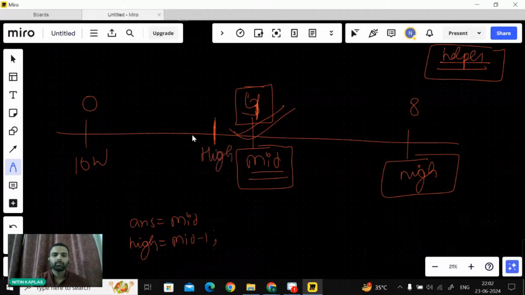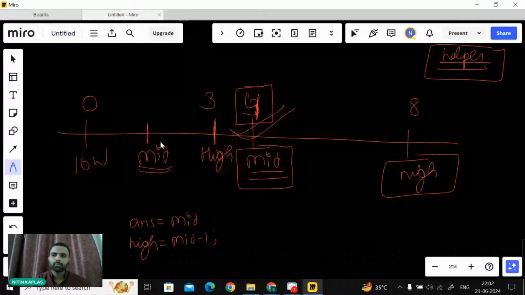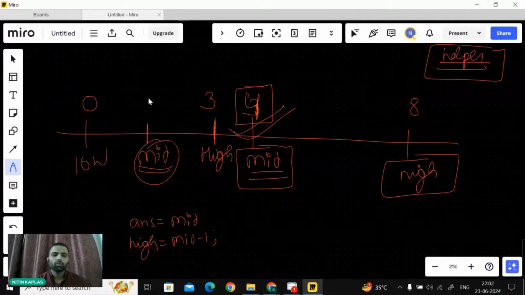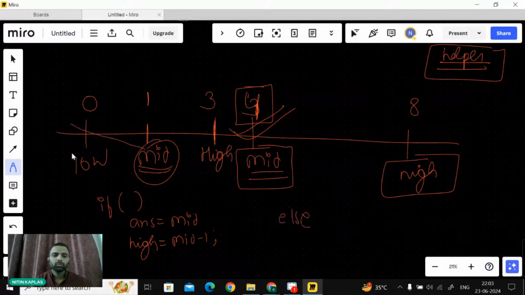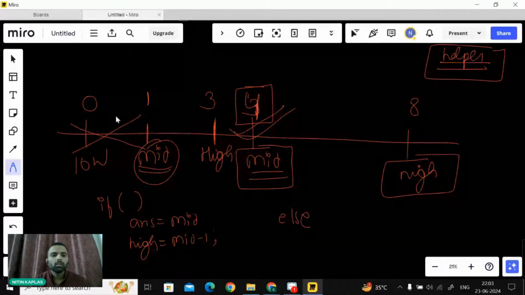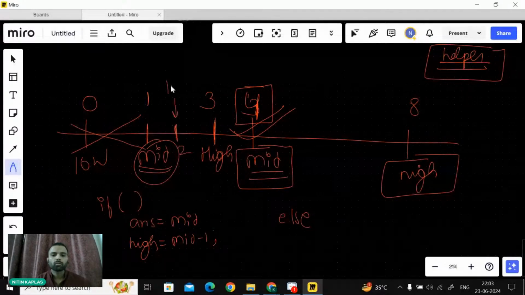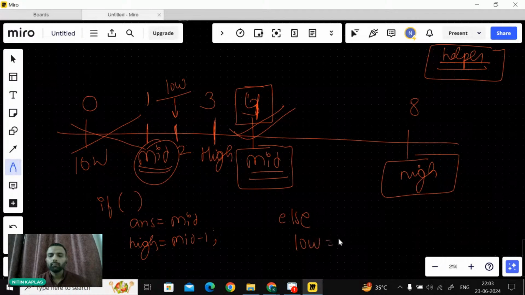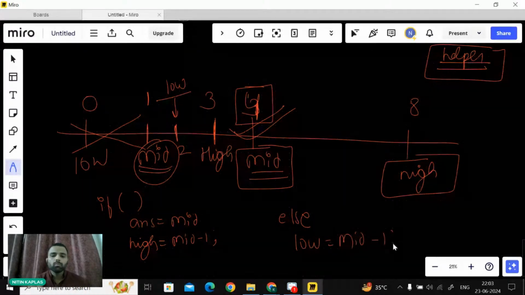In that case, again I find the mid. Again I call the helper function. The helper function will tell me, no, it's not within your range, it's not working fine. When it's not working fine, this is the if condition, else case. What you're doing in that case is low will be mid plus 1. Now your low will be this. Low is mid plus 1 because you need the minimum cost.